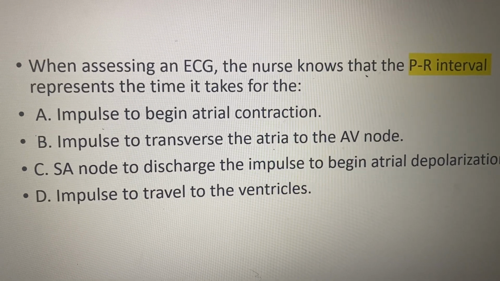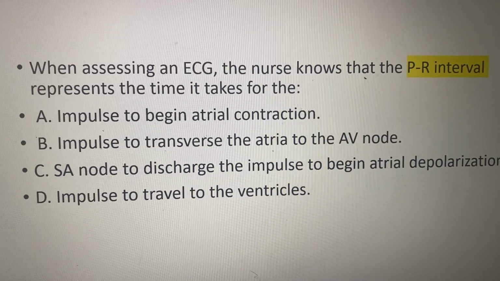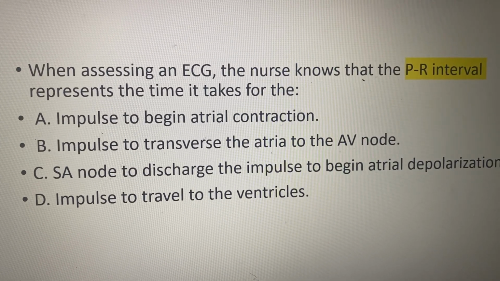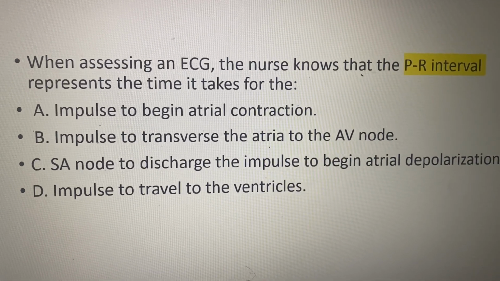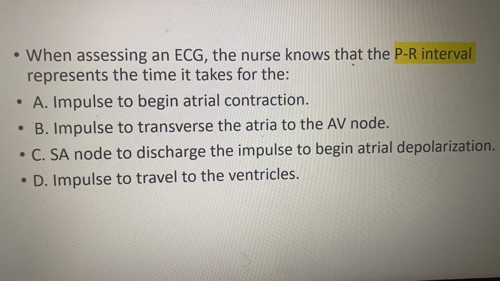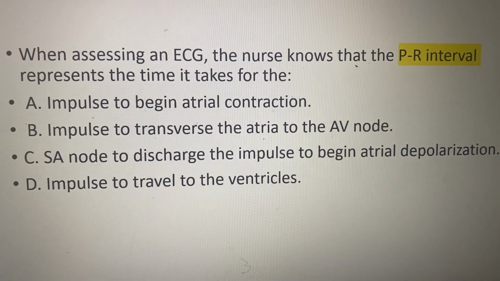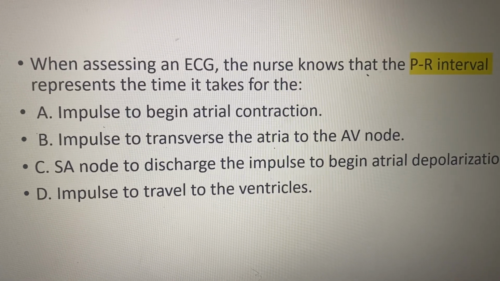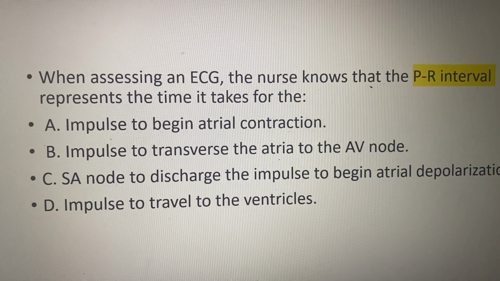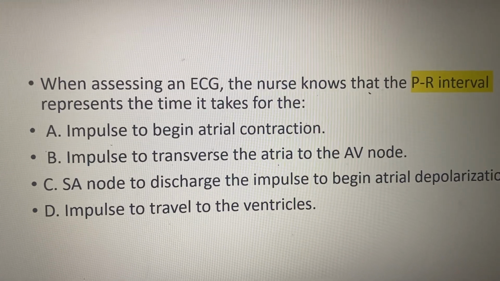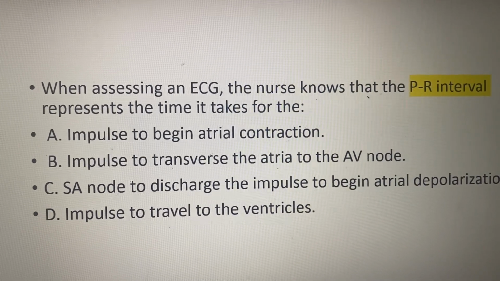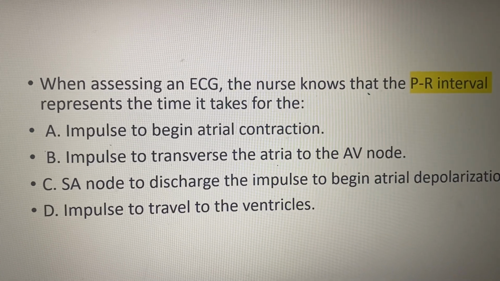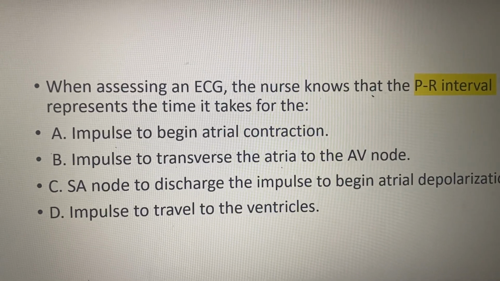Is it A, an impulse to begin atrial contraction, B, impulse to traverse the atria to the AV node, or C, the SA node to discharge the impulse to begin atrial depolarization, or D, the impulse to travel to the ventricles? So you have to think back to what are those waves? The P wave, what does it mean? The QRS and the T wave. And so when you start narrowing it down, what do you think the answer is?